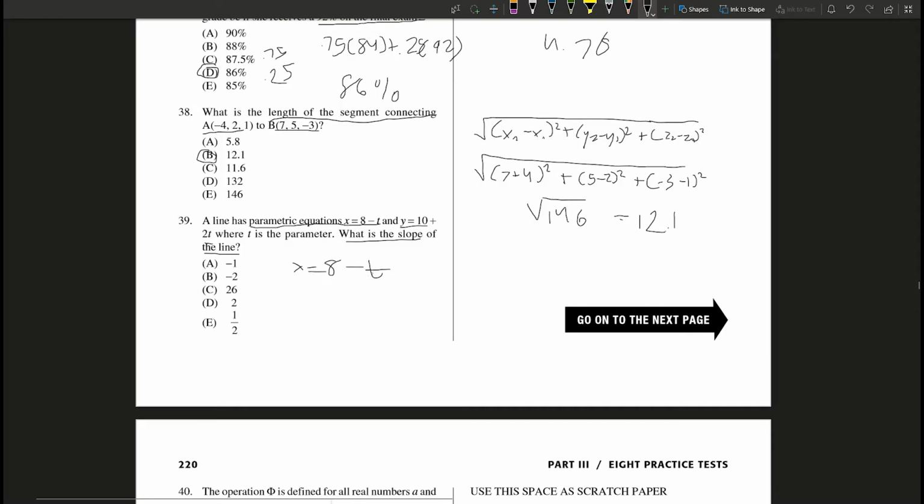Then we're going to take this negative t and put it on this side. We're going to add t to both sides. So t plus x equals 8, and then t is equal to negative x plus 8 because we're going to subtract x from both sides. Then we're going to plug this t into y equals 10 plus 2t. So it's going to become y equals 10 plus 2 times negative x plus 8.